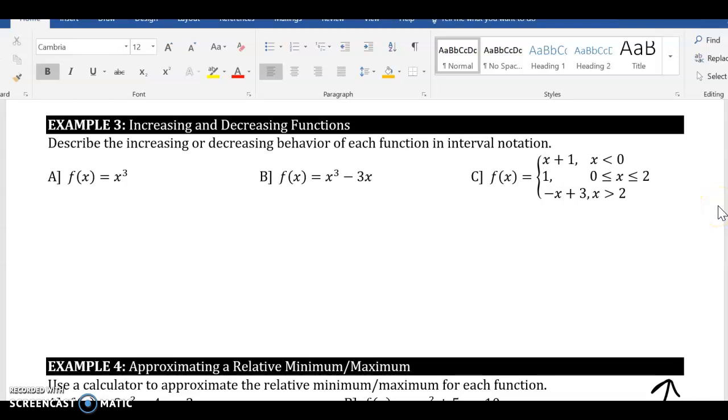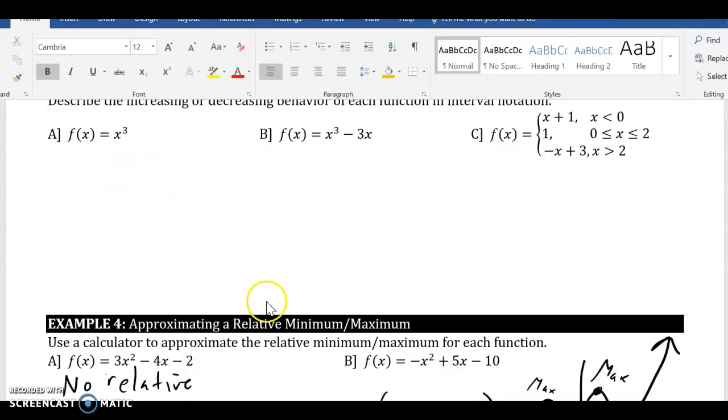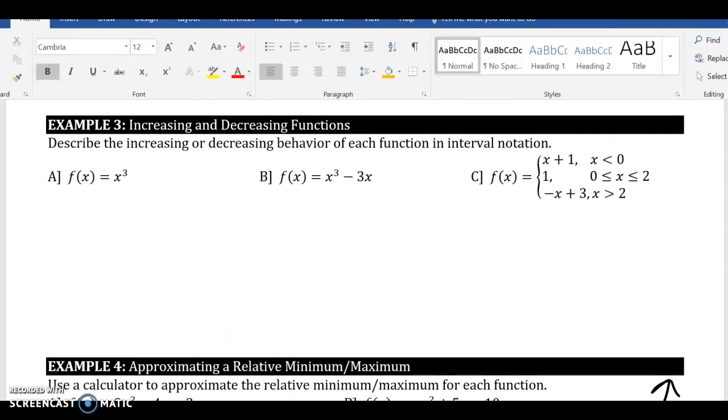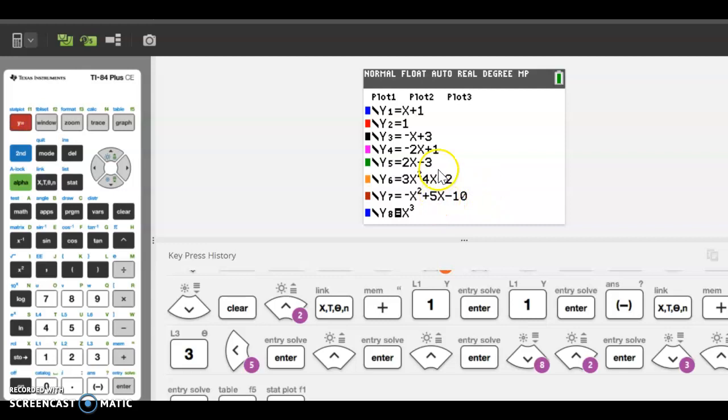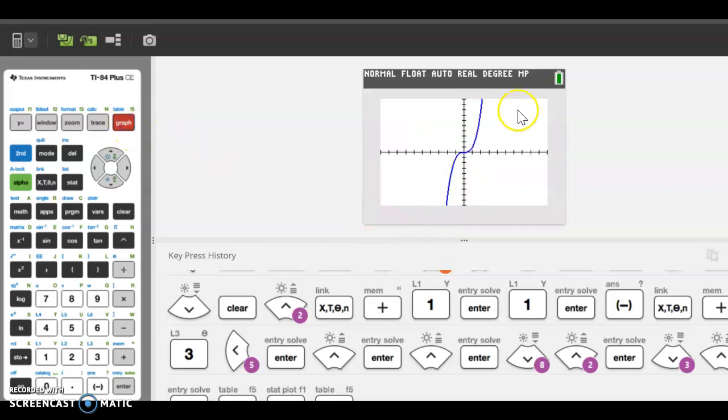We're going to continue with our 1.5 graphing of functions. We're going to look at increasing or decreasing behavior. So we're going to look at y equals x cubed, or f of x equals x cubed. We're going to graph that on our calculator. If I go to y equals, notice I've kept a lot of other equations in there, but I'm graphing this one right here, y equals x cubed. And so here's my graph.